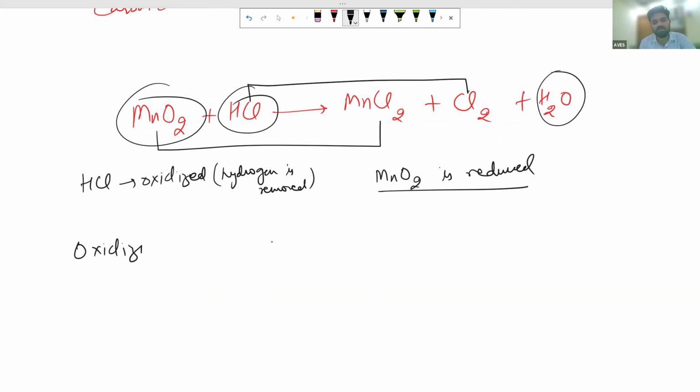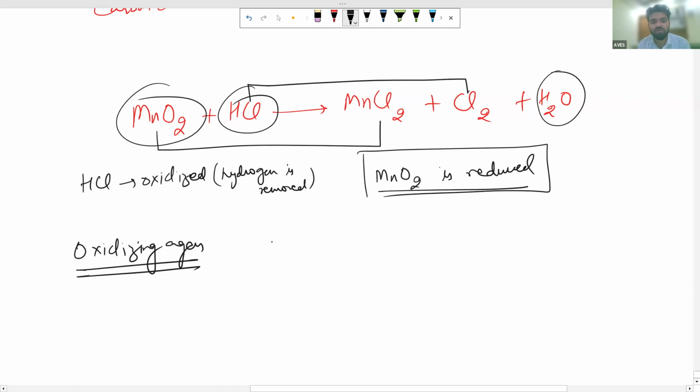Which one is the oxidizing agent? Tell me. Cl? No, we will always check it from here. The oxidizing agent means the one which is reduced. So this MnO2 is reduced, so it is an oxidizing agent. MnO2 is the oxidizing agent.